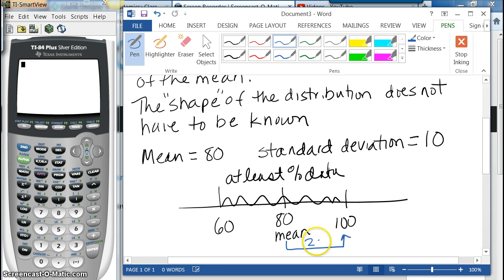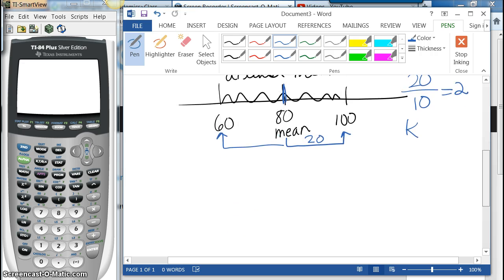And that distance is 20. This distance in this direction should also be 20. But you're finding the distance from the center over to one of the edges. Then you take that distance and you want to see how many standard deviations that is. So 20 divided by 10 is 2. That's 2 standard deviations, and that's the k in Chebyshev's formula. It's the number of standard deviations. So for this particular problem, you'd put a 2 where the k is in the formula.